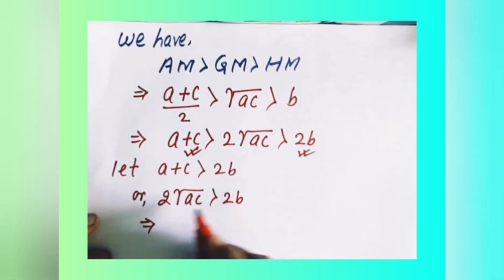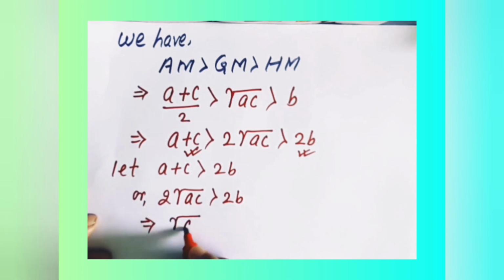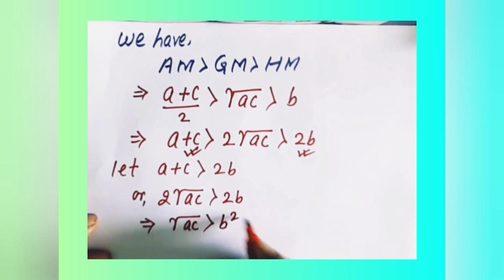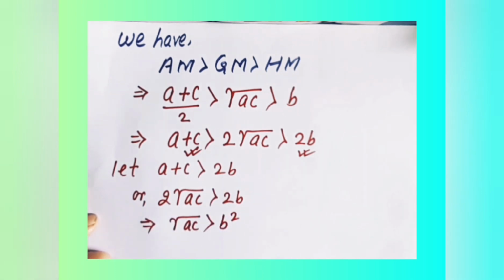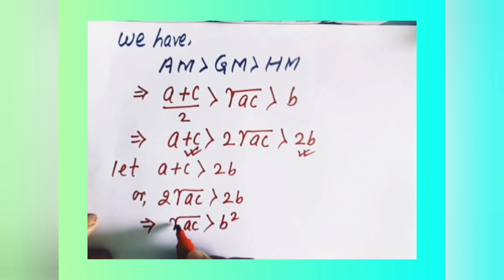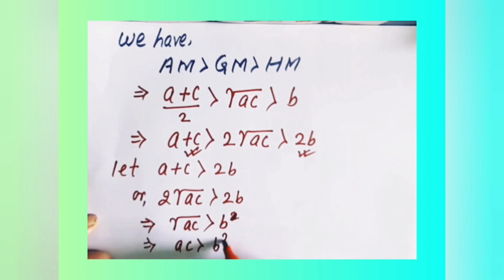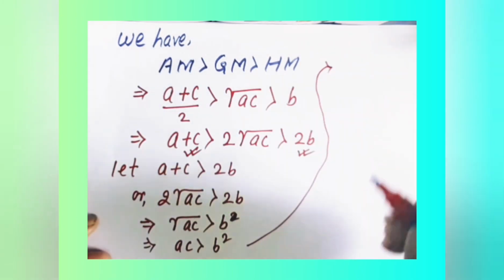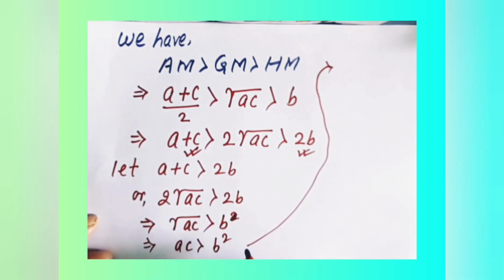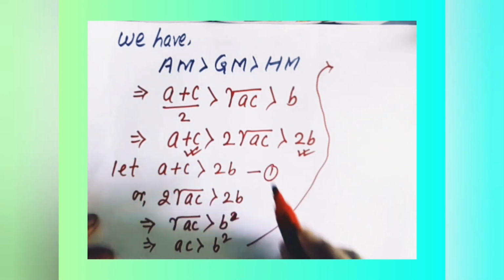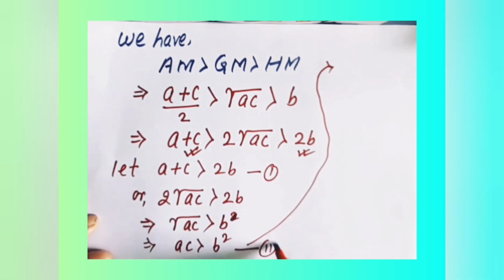that means if we cancel these two on both sides, this becomes root over AC is greater than B. By squaring on both sides, we get AC is greater than B square. Now we have to suppose this one is 1 and this one is 2.